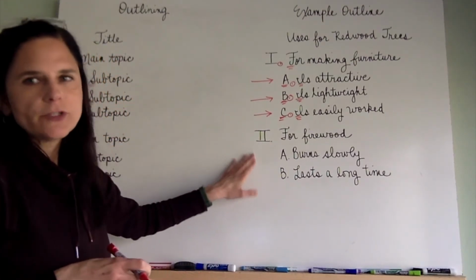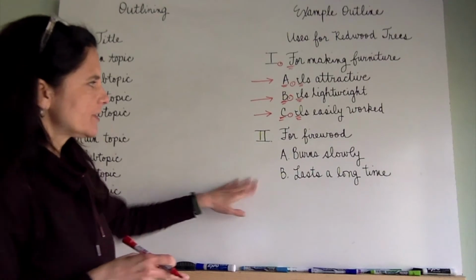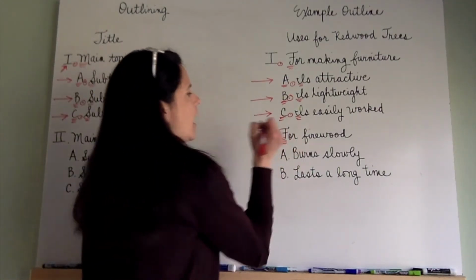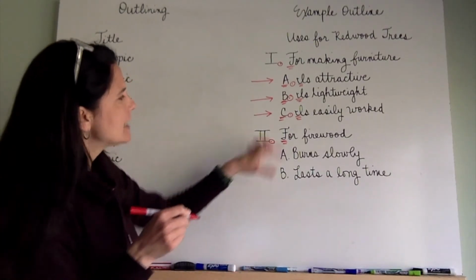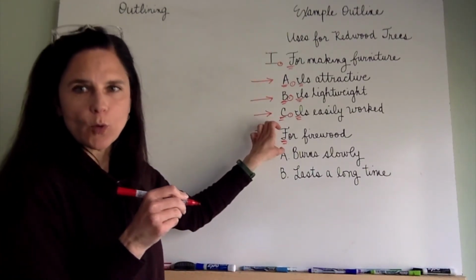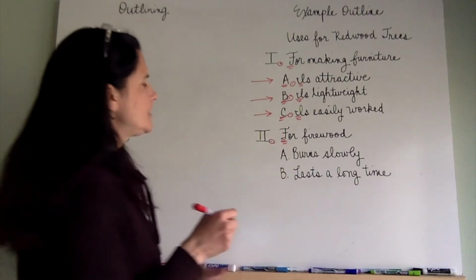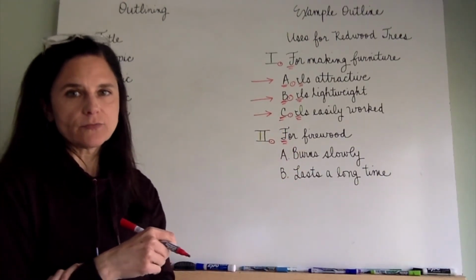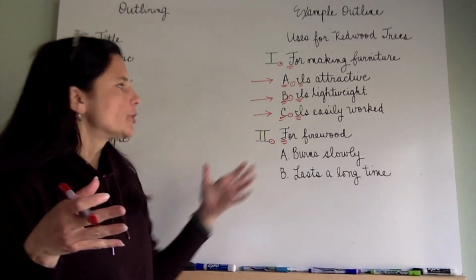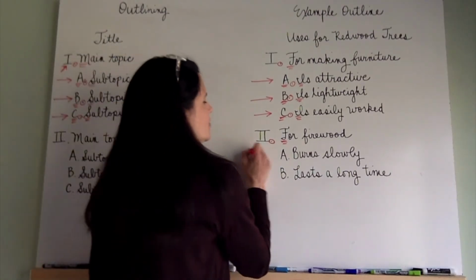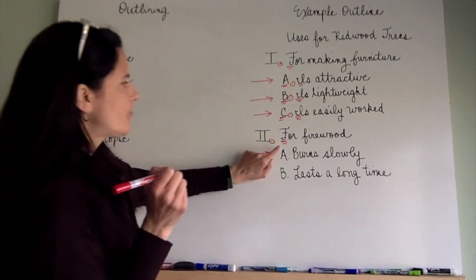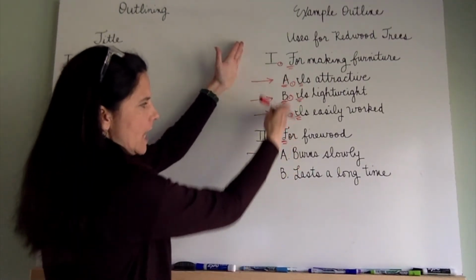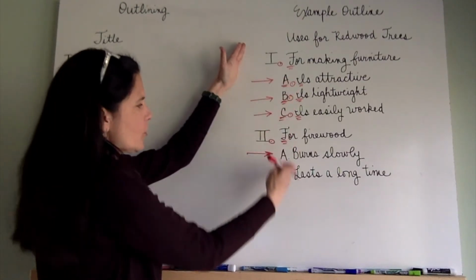Okay, and the second Roman numeral is pretty self-explanatory. Again, you have Roman numeral 2 followed by a period. First letter of the first word capitalized. It's in parallel form with Roman numeral 1, for firewood. And then these are the reasons, A and B are the reasons that redwood trees are good for firewood. So again, you're going to indent for the subtopic for Roman numeral 2. Notice that my A's, B's, and C's are all lined up in every Roman numeral.